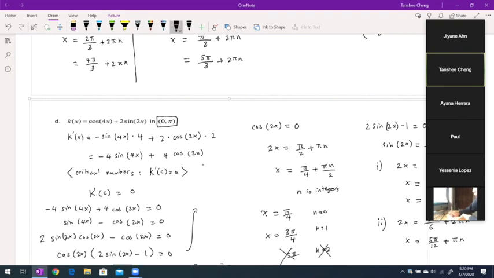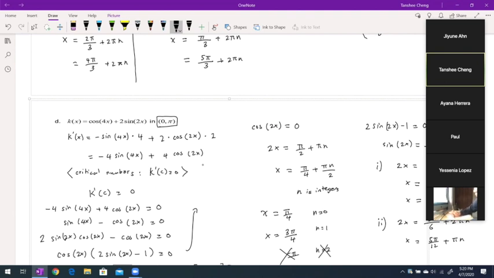Now, if you look at this, we take the derivative of this k function, so you need to use the chain rule. The derivative of cosine is negative sine, and the derivative of the inner function 4x gives me 4. And 2 times the derivative of sine is cosine, and the derivative of the inner function 2x gives me 2. Simplifying a little bit, that gives me negative 4 times sine 4x plus 4 times cosine 2x.